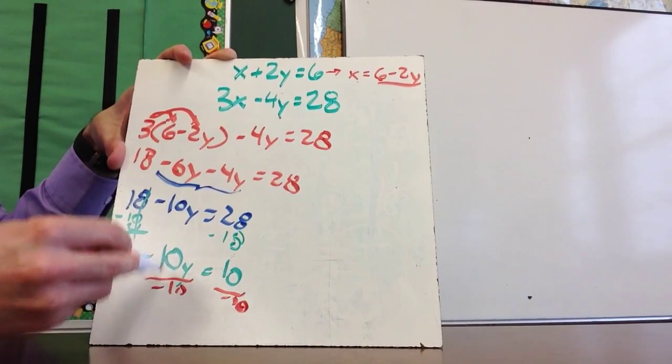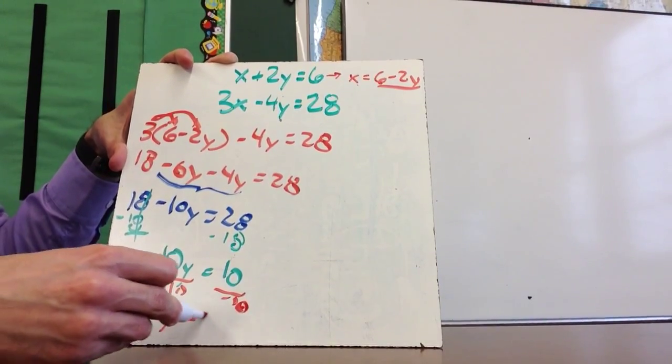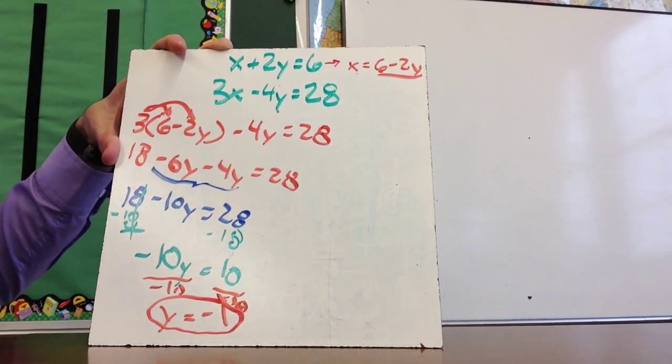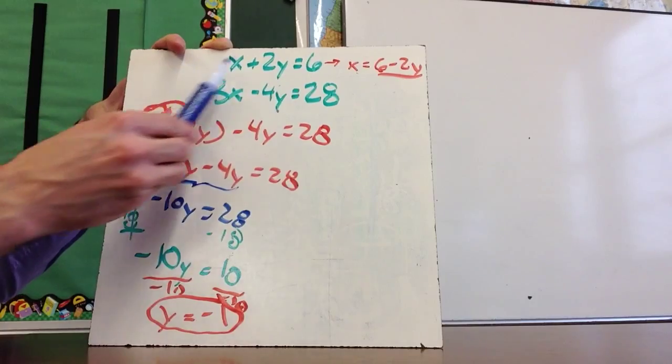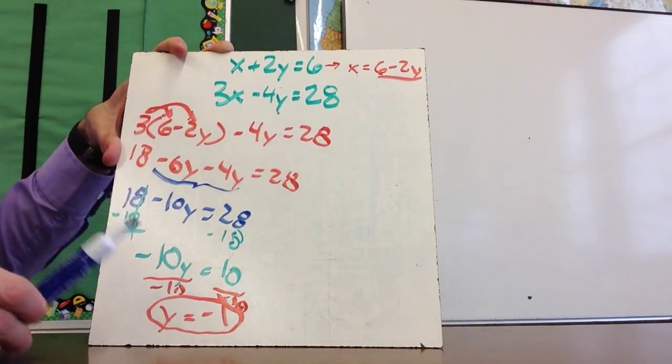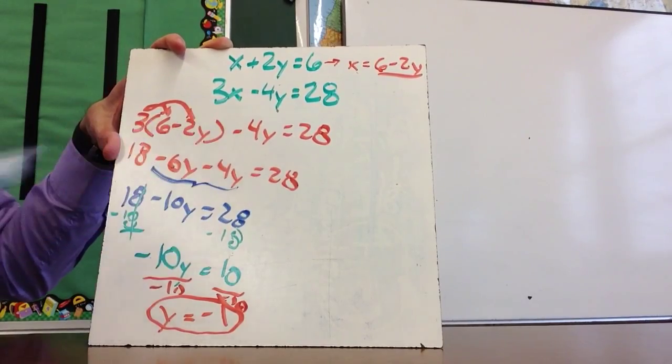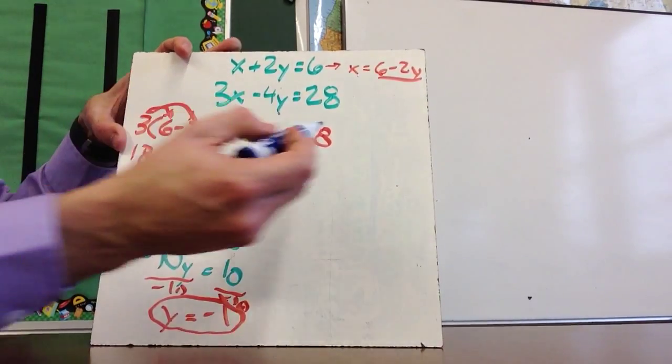Sorry, it's a 10. And this is positive y equals negative 1. So I now know y is negative 1. And now I'm going to take that y, and you can substitute it in for either one of these two equations. It probably is easier in this particular example to substitute it in there, but you could substitute it there if you wanted to.